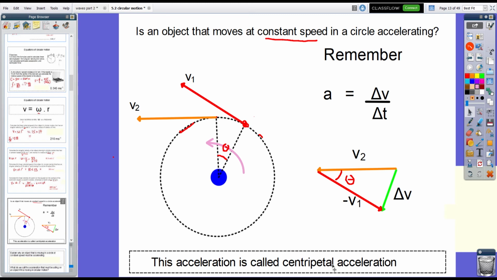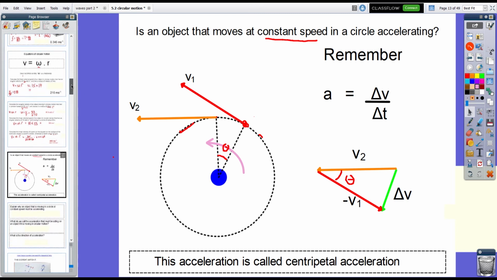It's not centrifugal. That's a bit of a misnomer, that word. You're not being pushed out, you're being in effect pushed in. You might feel that you're being pushed out when you're moving in a circle, but that's the same reason why you feel pushed back into your car seat. If the car accelerates, you get pushed back into the seat because you're being accelerated forward. So it's called centripetal acceleration.